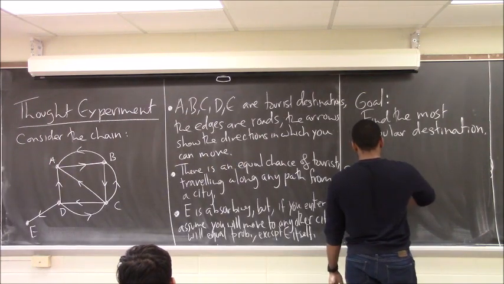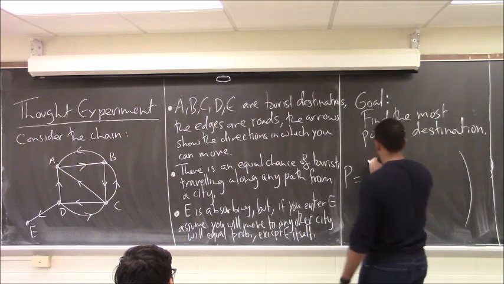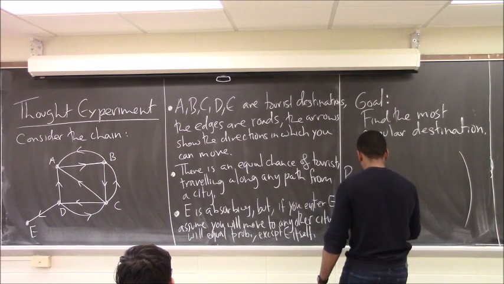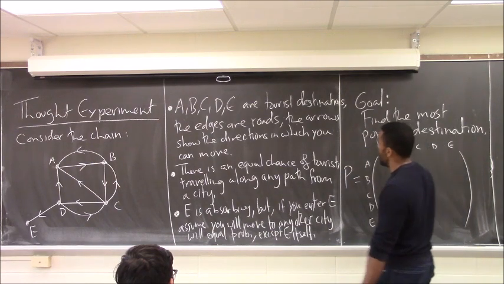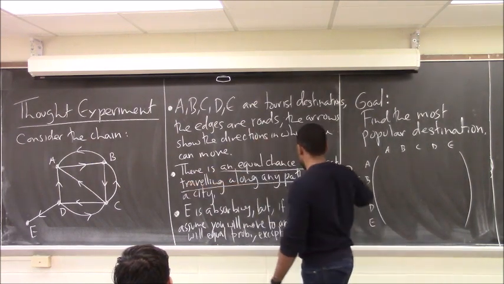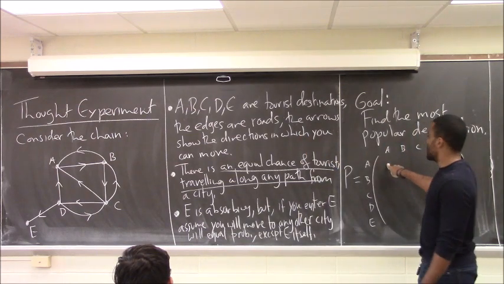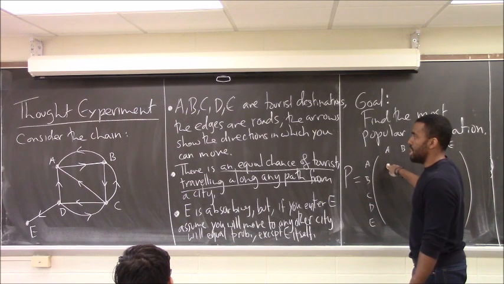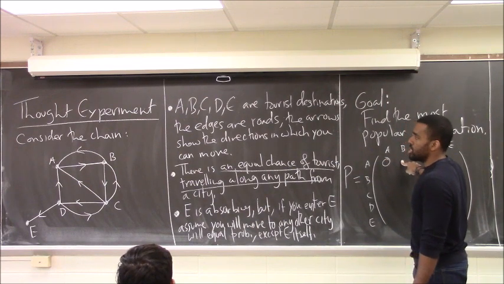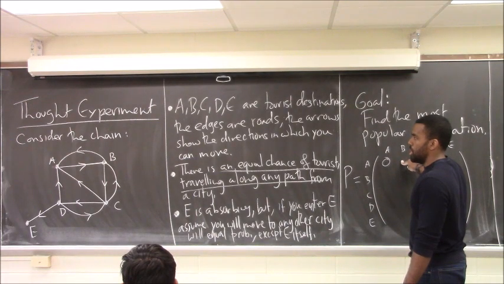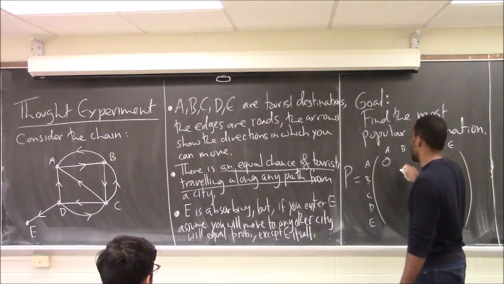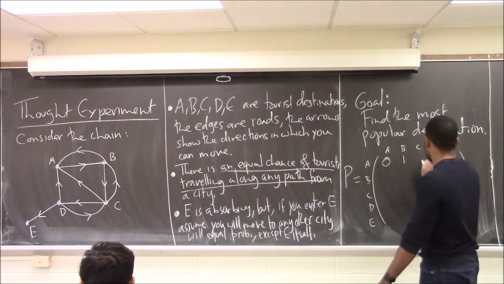What is the transition matrix here? So I do A, B, C, D, E, and A, B, C, D, E. Okay, so we have equal chance of traveling along any path. What does that mean? I'm in A. What is the chance of me staying in A? None, right? There's no chance. What is the chance that I would move to B? How many paths are leaving A? One, so probability one I'll go to B, right? There's no way I can get to any other city.